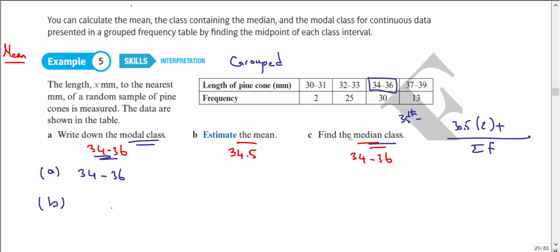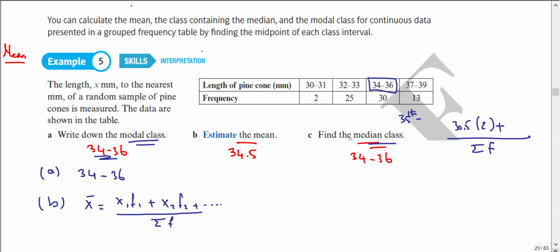B, estimate the mean. How would you find the mean? To get the mean, our rule is x1 f1 for a frequency table, plus x2 f2, plus and so on, and you divide by sigma f. We don't have here a single value. These are not discrete values. But I need discrete values. How would I get discrete values? It's very simple. You get the midpoint.